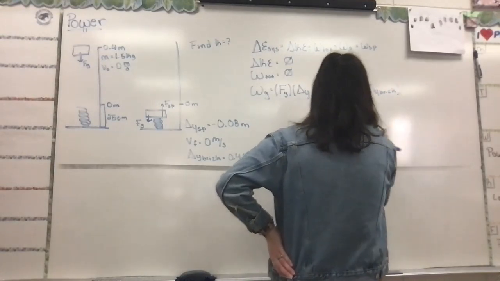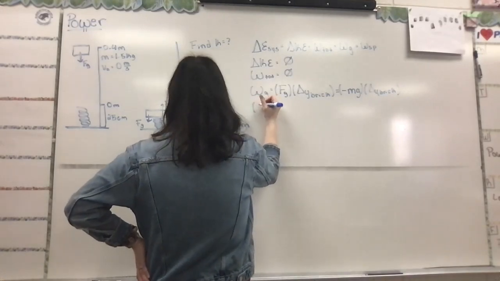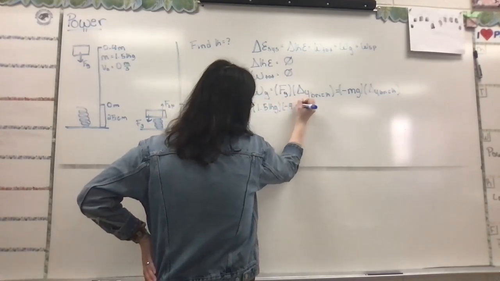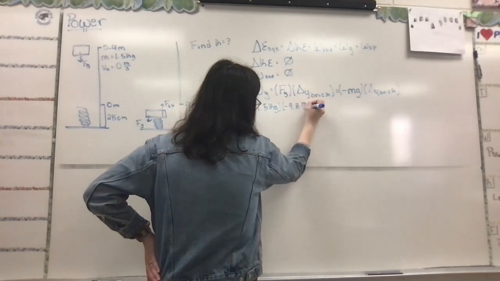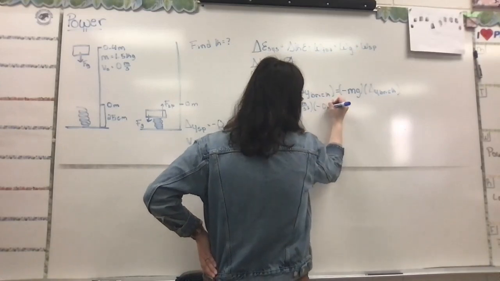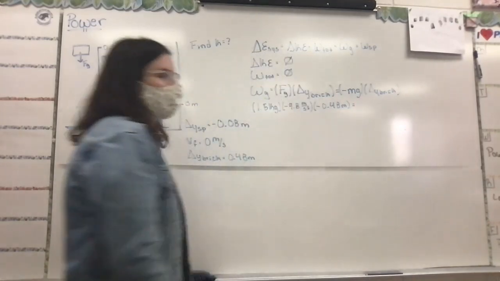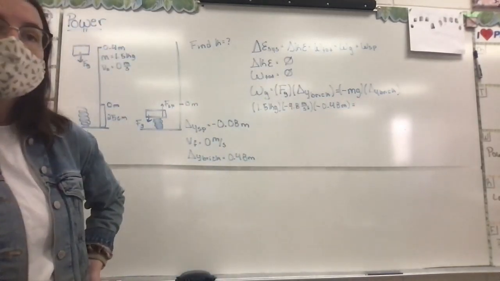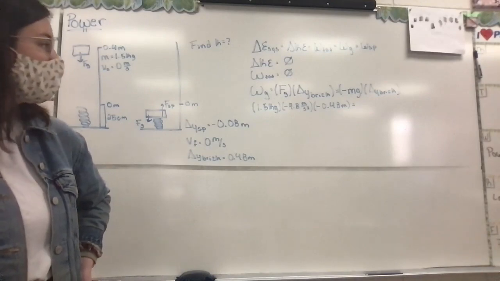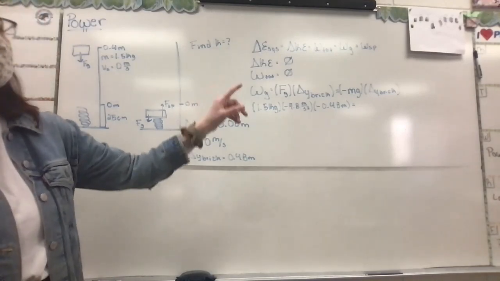So when we plug this in, it's going to be our mass, 1.5 kilograms, times our negative 9.8 meters per second squared, times our displacement of the brick, which is negative 0.48 meters. What about the equation for potential energy? Well, mgh is, yeah, but we're doing force times displacement, which is considered work.